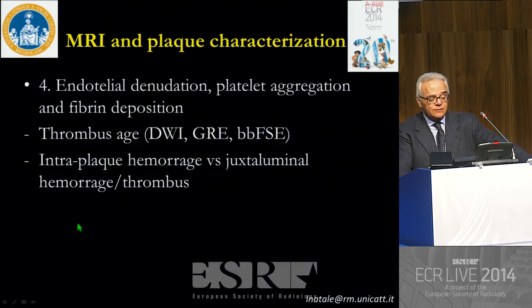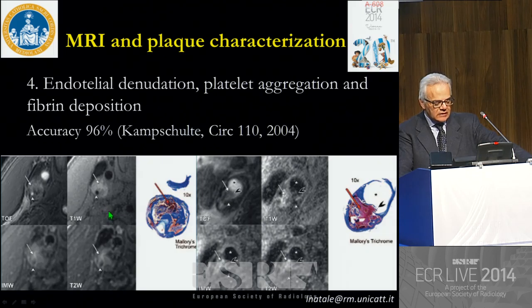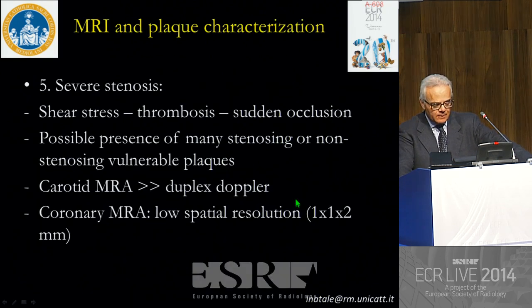as well as factors such as endothelial denudation that can cause platelet aggregation and fibrin deposition, as demonstrated in this study, in which you can easily see the presence of this material with low signal intensity in both T1 and T2, and also proton density images, that is the fibrin deposition on the fissure of the plaque.